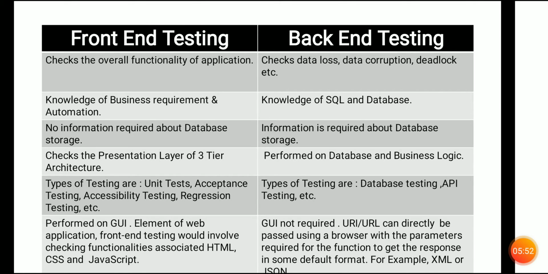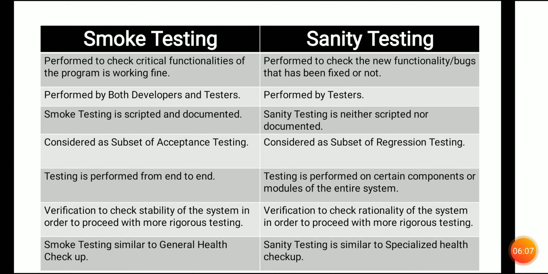For example, XML or JSON. JSON is a form of payload which is passed in an API to check whether the data coming is right or not. So, coming on to smoke testing and sanity testing.